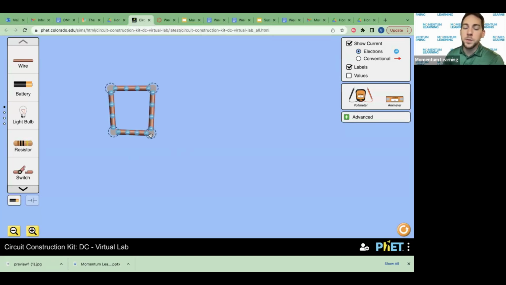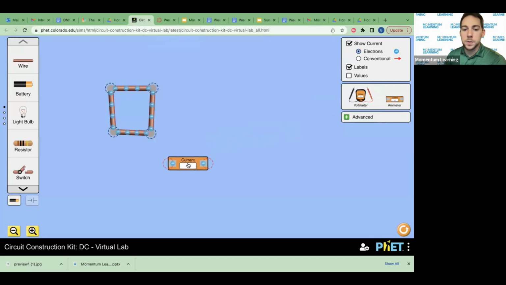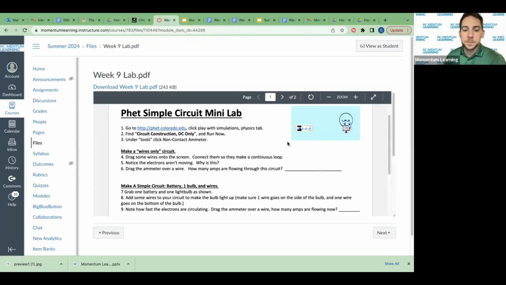The electrons aren't moving because there's no power source. Then it says to drag the ammeter over a wire, to measure the amps, the current. We take our tool here, which needs 2 points of attachment, we connect it, and the data confirms what we observed, that there's no current flowing through the circuit since there's no power source.